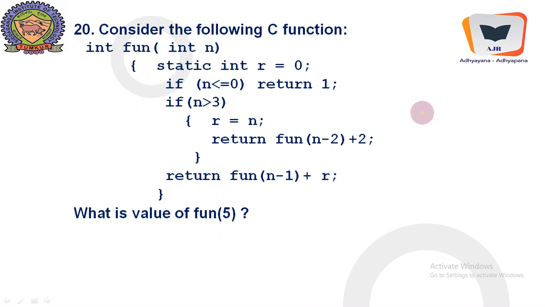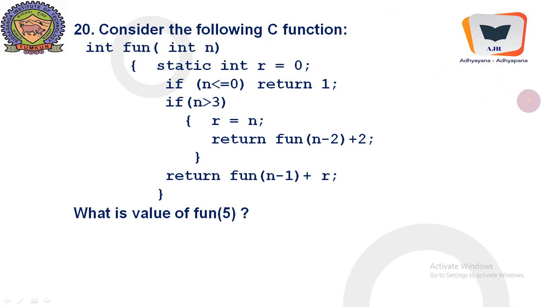Right. Consider the following C function. It is an integer function with integer n, and static integer r equal to 0. A static variable is a local variable, but whatever changes happen within the function will be safeguarded. If r becomes, for some reason, 2, it will be retained and 0 will vanish. Whatever the recent changes are, they will be statically kept.